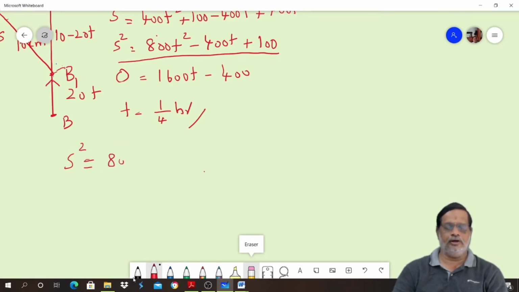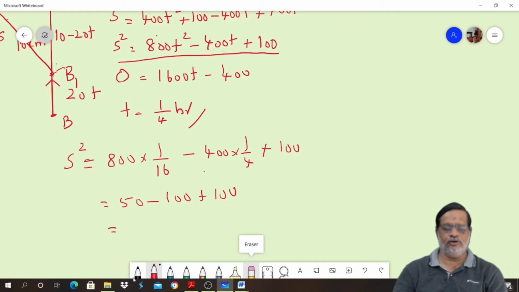So S square equal to 800 into 1 by 16 minus 400 into 1 by 4 plus 100. This is equal to 50 minus 100 plus 100, so S square is going to be 50. So what is the value of S? S will be equal to root 50, and root 50, as you all know, is equal to root of 25 into 2. So this is going to be 5 root 2.